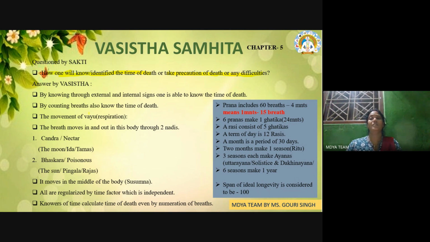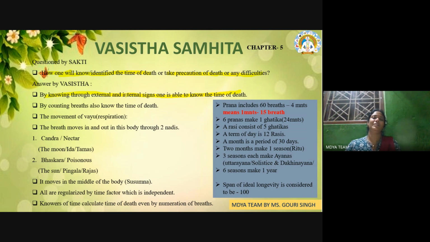So here the chapter started, and Vasistha is telling about astronomy. All the discussions here are about astronomy. First, Vasistha says that by knowing external and internal signs, one is able to know the time of death. What are the external signs and internal signs? In the normal way, we know that if a person is of old age, he has breathing problems and can't do anything. That is a sign of the time of death.